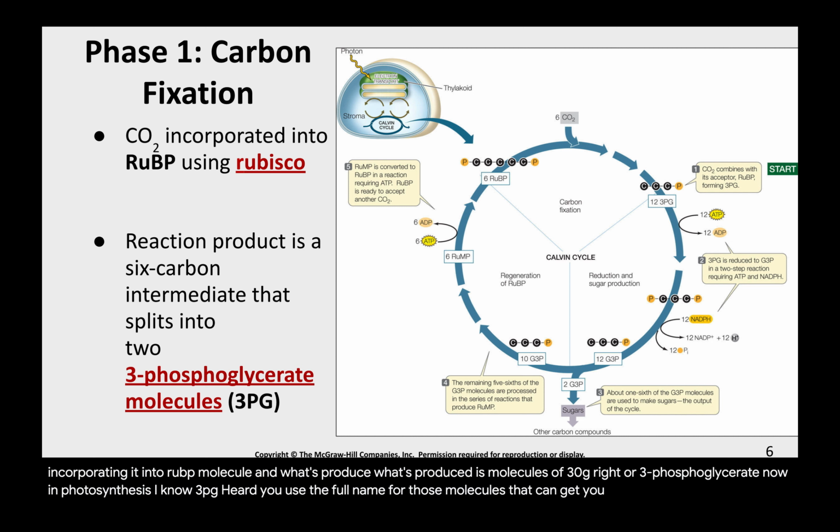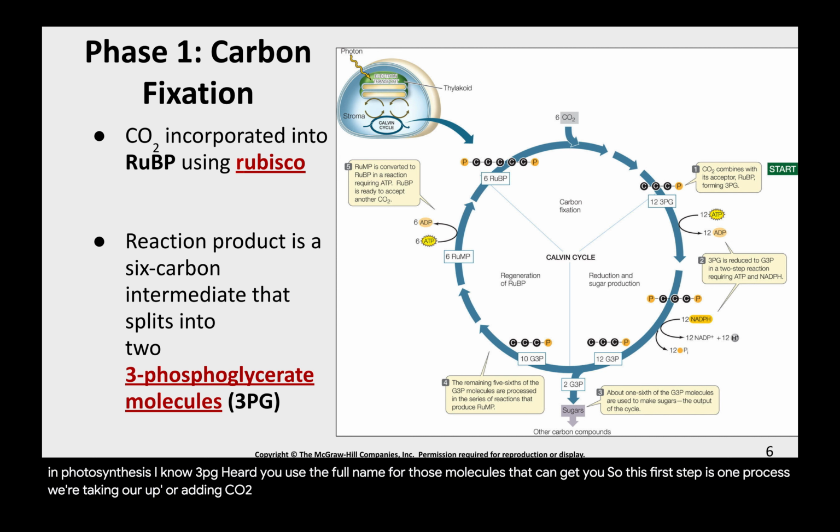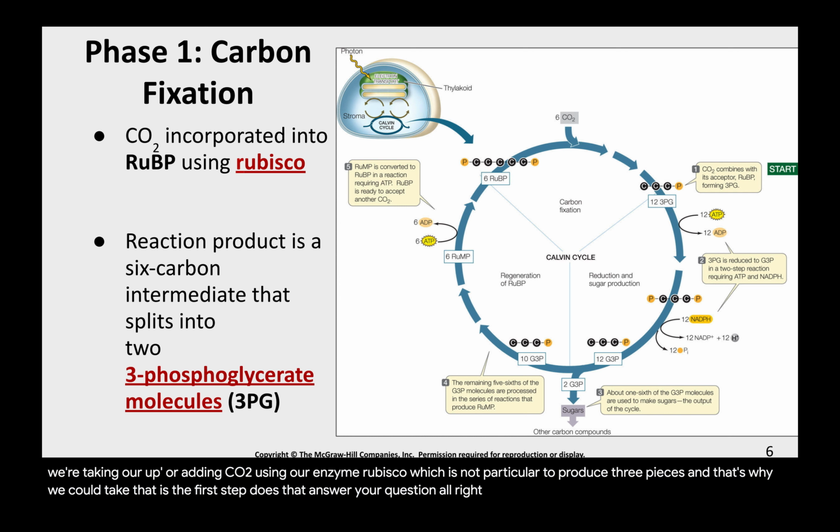Happens in carbon fixation, and then it goes on into the reduction cycle. So this first step is one process, right? We're taking RuBP, we're adding CO2, using our enzyme Rubisco, which is not pictured on here, to produce 3PG. And that's carbon fixation, right? That is the first step. All right, does that answer your question? All right, so that's our first step, right? We have this one reaction.